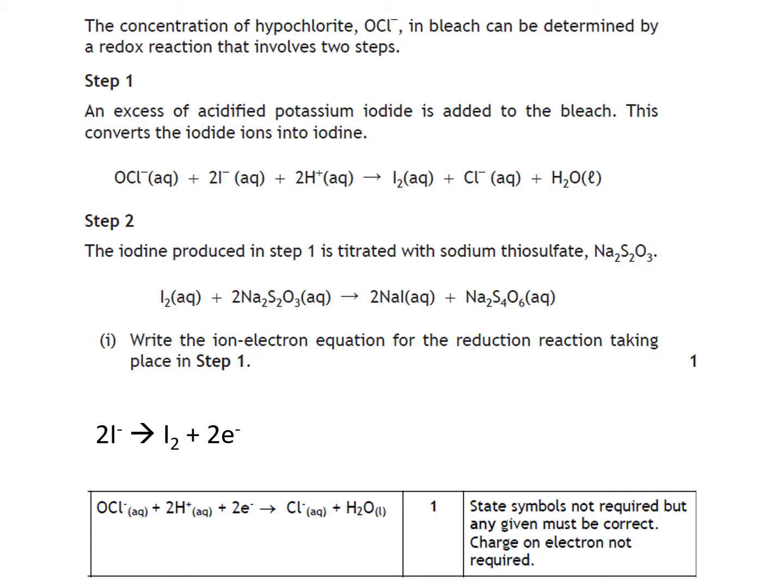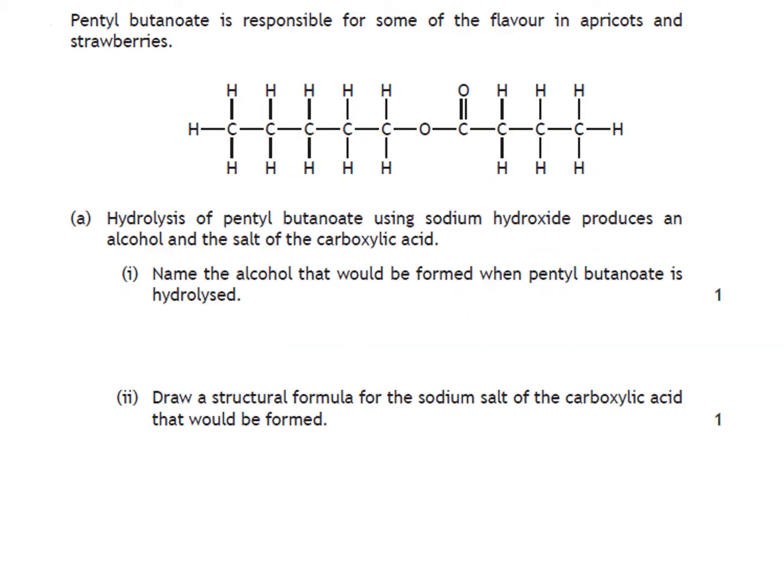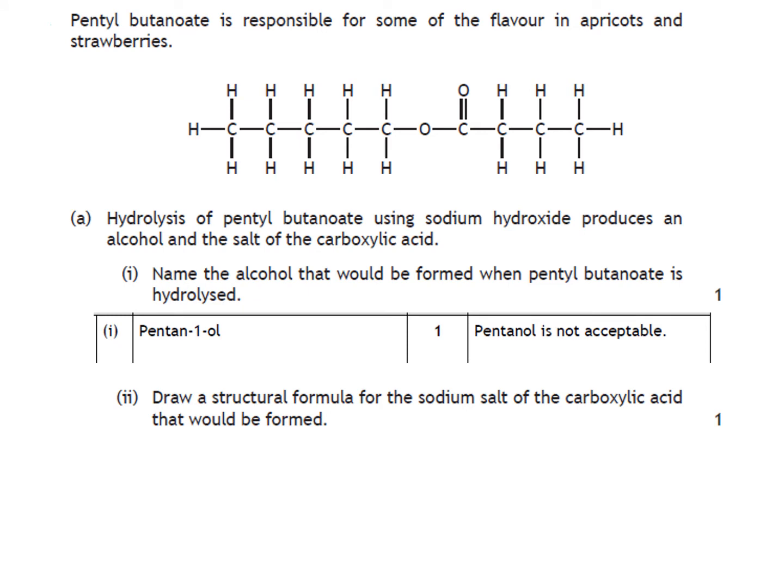Okay, next question. So this now links in directly to what we were doing last lesson, so this should help you a little bit with what we're going to do today. So the first part here is asking us to name the alcohol that will be formed when pentyl butanoate is hydrolyzed. So we have to find that ester link, that group in the middle there, and the alcohol is going to be, in this case, towards the left-hand side. So we have 1, 2, 3, 4, 5 carbons. Therefore, it's going to be pentan-1-ol.